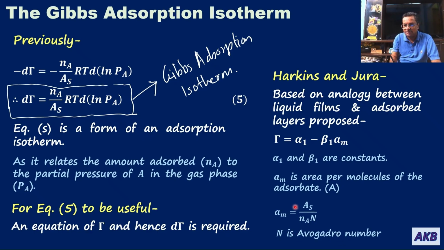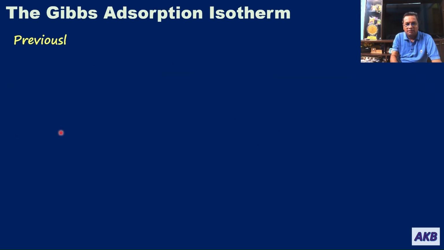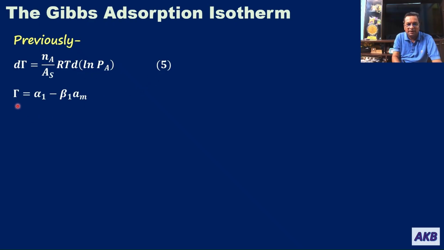Okay, so let us move ahead. Now we are going to use this equation so as to make equation number 5 useful. Previously we got d capital gamma is equal to Na upon As into RT d ln of Pa. That was equation number 5. And capital gamma is alpha 1 minus beta 1 into Am, where Am is As upon Na into capital N. So now let us use it in the equation. So gamma is equal to alpha 1 minus beta 1 into As upon Na into capital N.